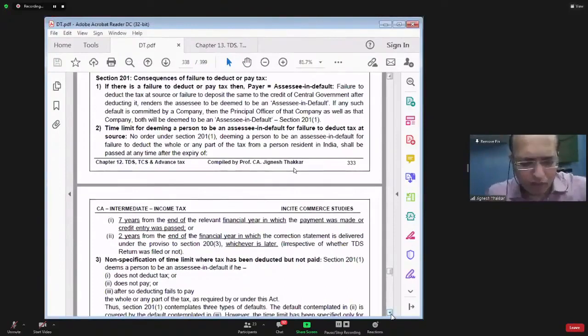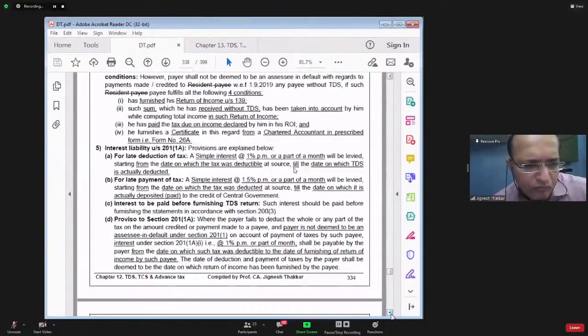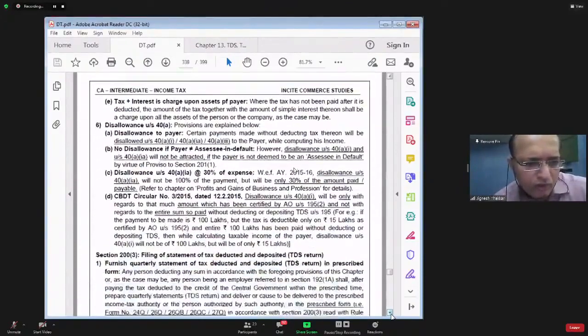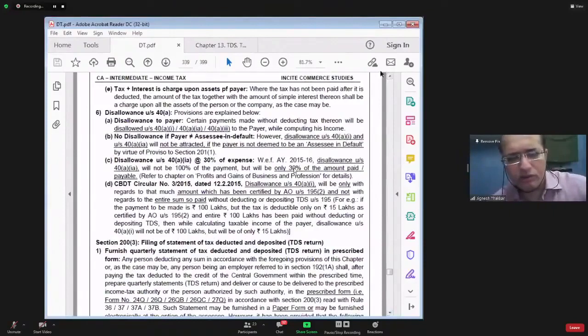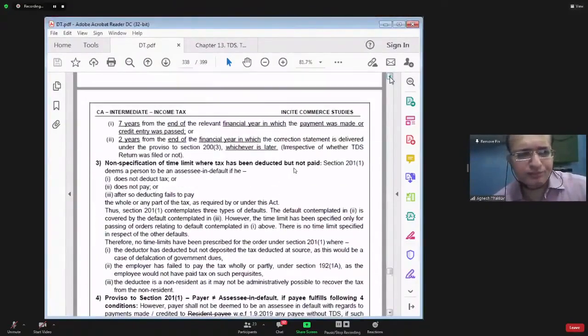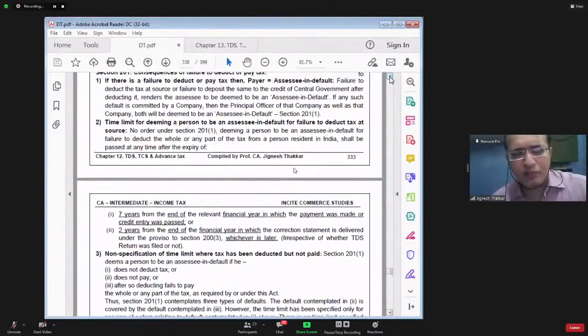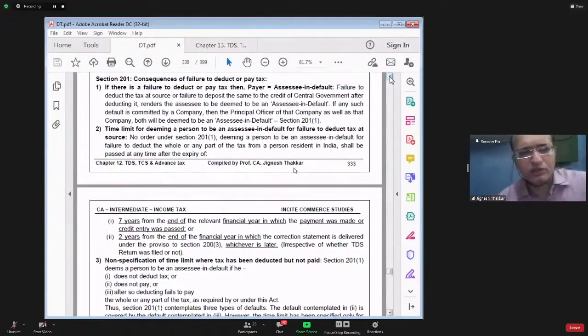Point number 1 is important. 2, 3 is not important. 4, 5, 6 is important. So point number 1, point number 4, 5, 6. These points are important in section 201. So first of all, I'll explain you point number 1. Then I'll move on to point number 4, 5, 6. Thereafter, we may come to point number 2 and 3.